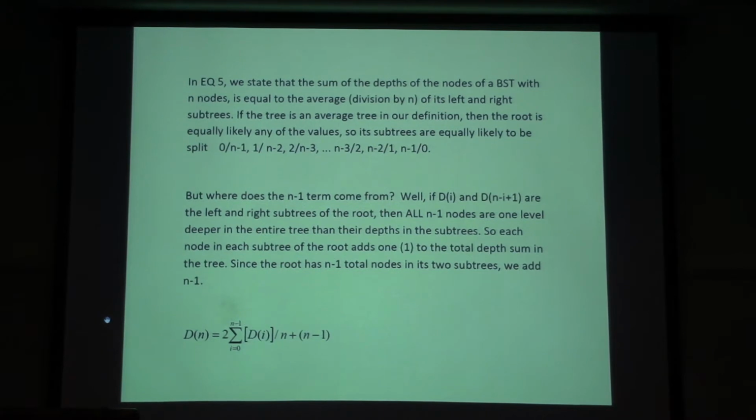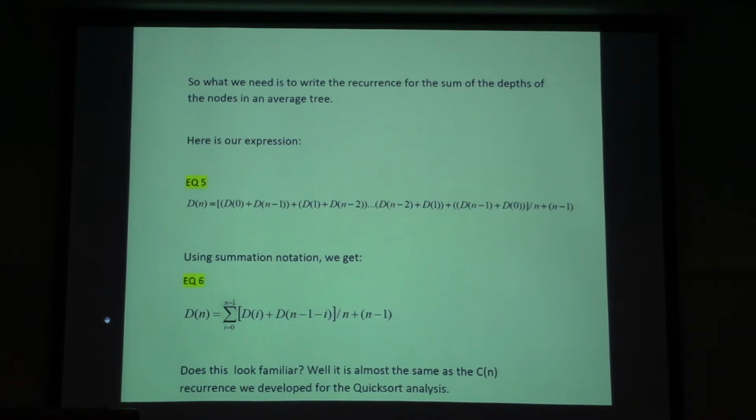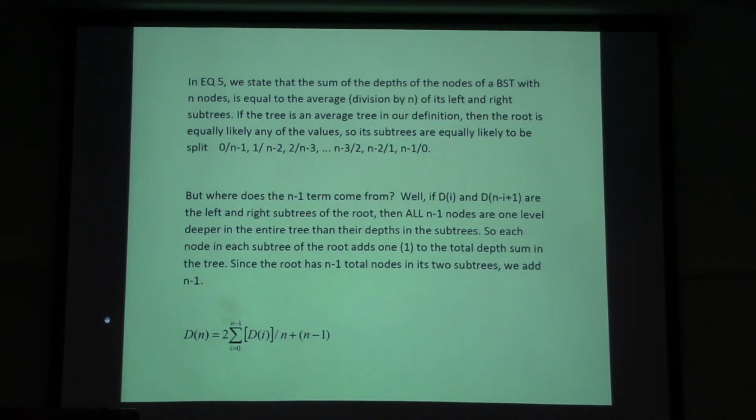Bhavya wants to know, where does the n minus 1 term come from? Which basically we're using in our recurrence. That's the actual work, the actual cost. So d i and d n minus i plus 1 are the left and right subtrees of the root. We have a certain number of nodes here, and n minus i plus 1 is the other one. We're going to split them up. So when you add them together, you're going to add all the n minus 1 nodes of the subtrees.